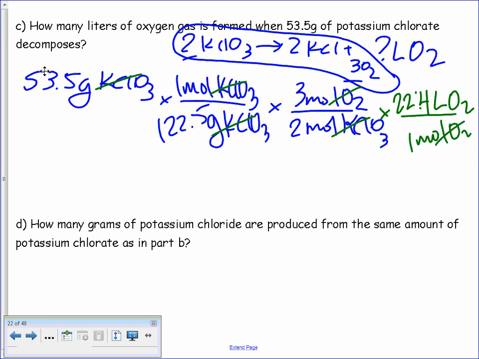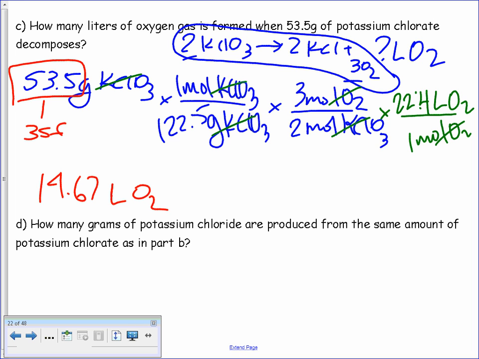And if you don't have a calculator yet, your heart is going to start to hurt. Your brain's going to start to hurt probably more than your heart. 14.67. I believe you. Do we concur? Yes. 14.67 liters of oxygen. And for sig fig purposes, the only thing you're considering is there are 3 sig figs here. So then what would this round to? 14.7 liters of oxygen.